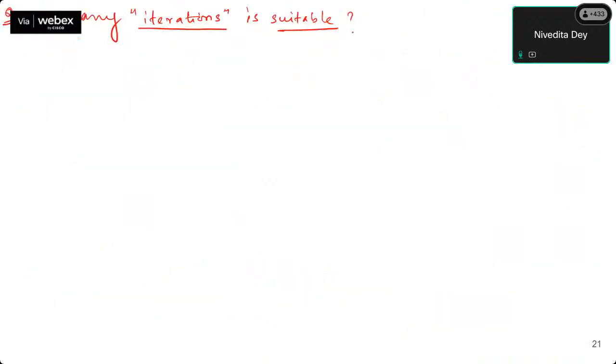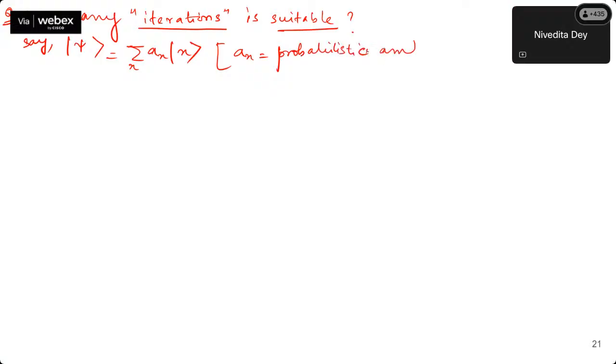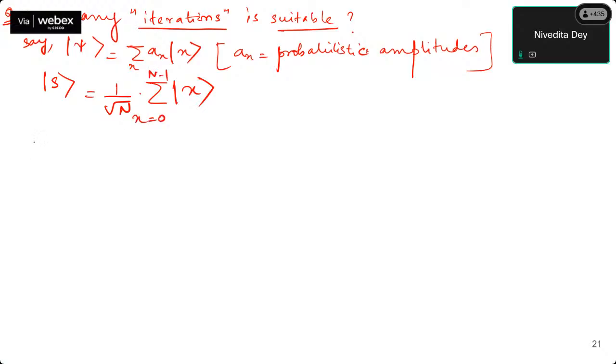For that, the next question is this one. Let us try to derive it. Say my psi is sigma over x of ax times ket x, where ax are the probabilistic amplitudes, and s is nothing but 1 by root n sigma of ket x, x equals 0 to n minus 1. For the purpose of derivation, I have to take the generic terms. That's why it looks a lot heavier, but these are simple ones only.